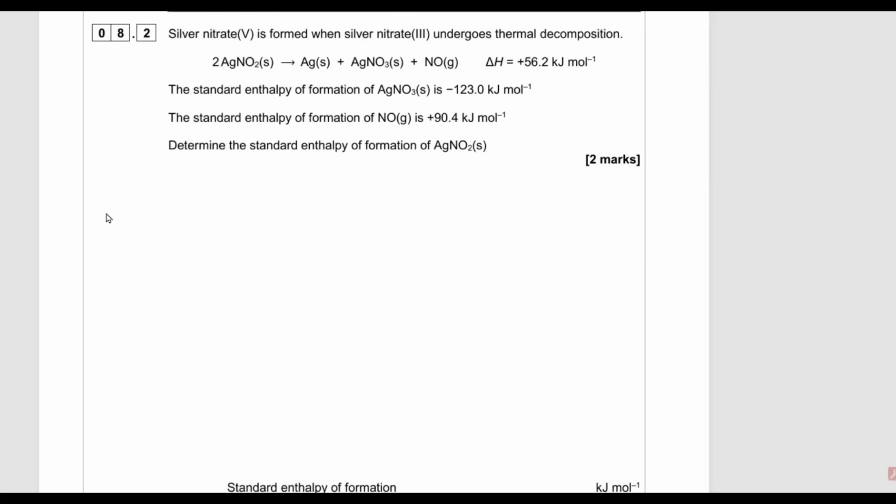Okay, silver nitrate 5 is formed when silver nitrate 3 undergoes thermal decomposition.